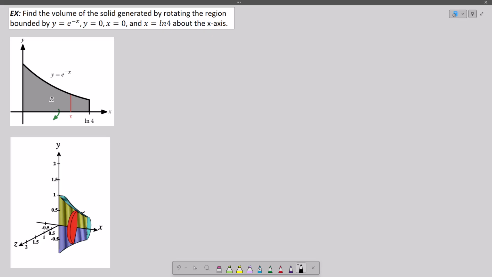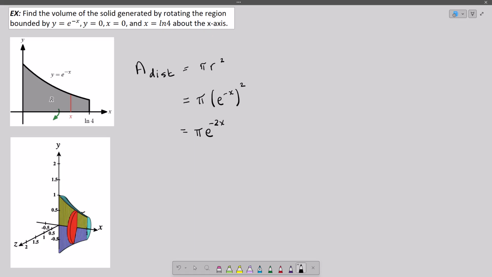So the cross sections are all disks, right? The area of our cross section is nothing more than pi r squared. Everyone okay with that? You see that they're disks? Whenever you're rotating around an axis and your region is touching that axis, the cross sections have to be disks. And the radius of this disk is the function. So we have pi multiplied by the function squared, so we have pi e to the negative 2x. That is the cross-sectional area function. It tells us the area of the cross section at x.